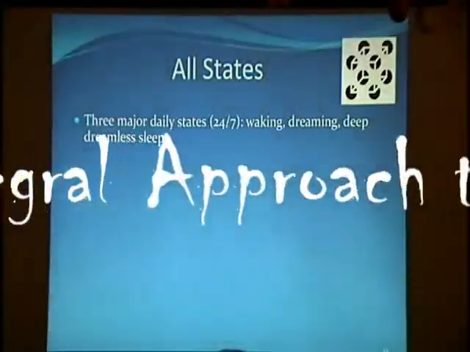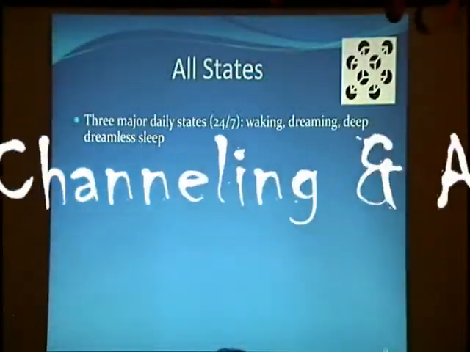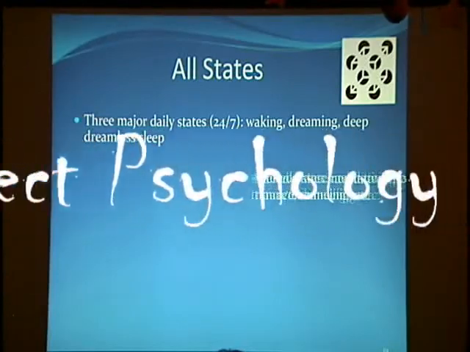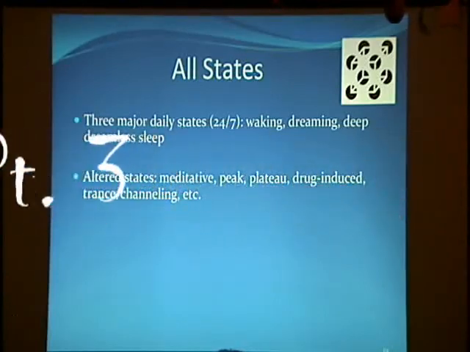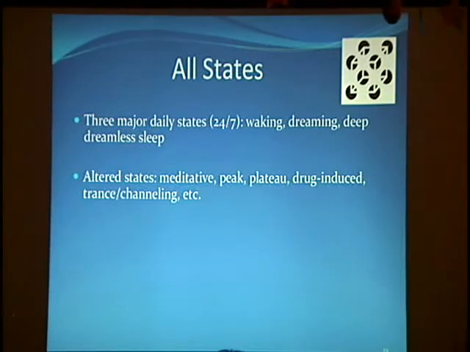So we're going to go through the six with a little more detail now. Next, please. We had altered states: meditative, peak, plateau. So we want to characterize all of the different states as best we can and get them on the table. Next, please.